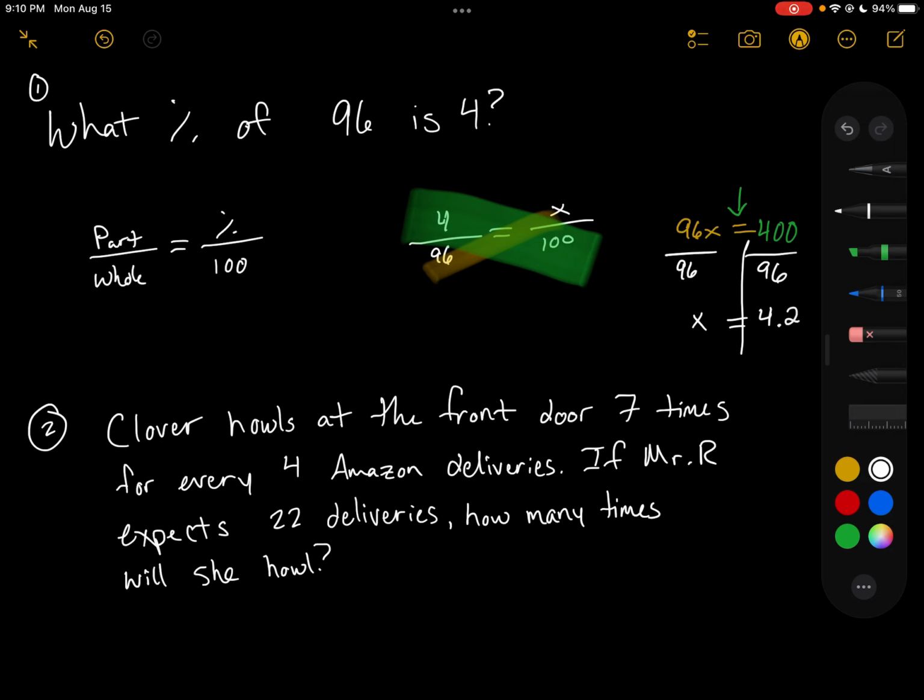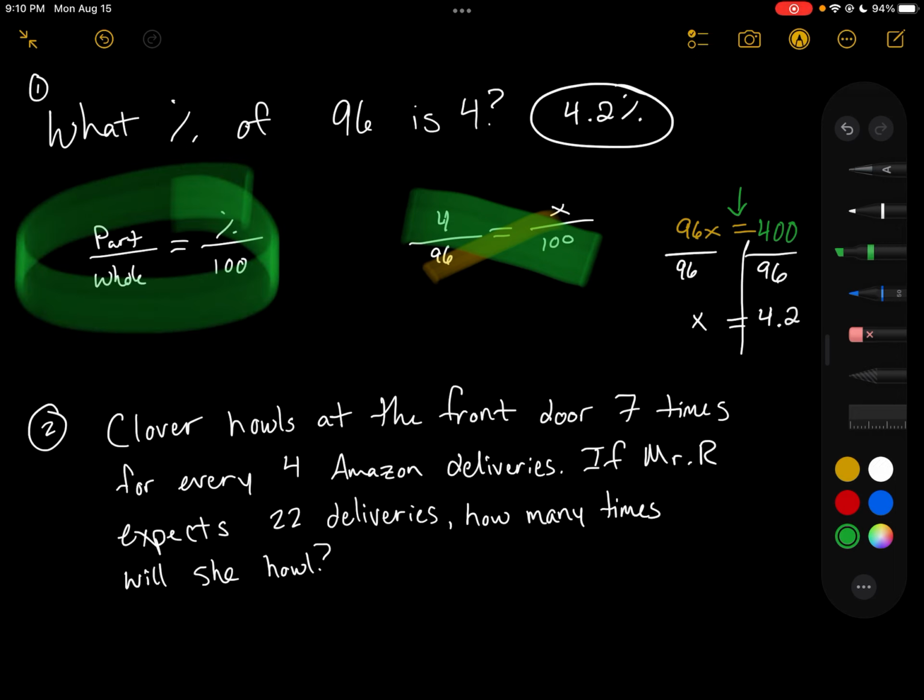So what percent of 96 is 4? Well, 4 over 96 would give us approximately 4.2%. So that would be our final answer here, 4.2%. The key here is just remembering this framework from your notes. Part over whole equals percent over 100.